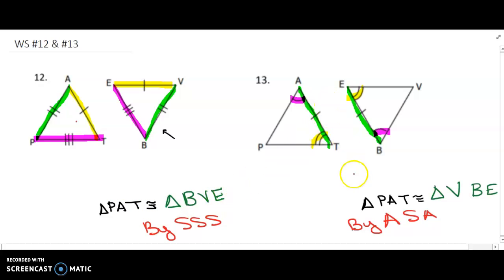Okay, and on 13, I have the angle-side-angle congruency theorem. Now notice the side is between the two angles, so it does have to be angle-side-angle. If you put angle-angle-side, that would be incorrect. And then triangle PAT is congruent to triangle VBE.